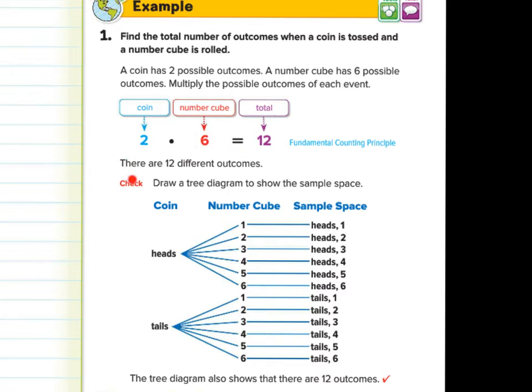So you can see here, we have the coin, heads and tails, and heads has all the options for number cube, 1, 2 through 6, and tails also has 1 through 6. So together, we have 12 different combinations. You see, or we can just simply do 2 times 6 is 12. If you think you got it, please try this question on your own.